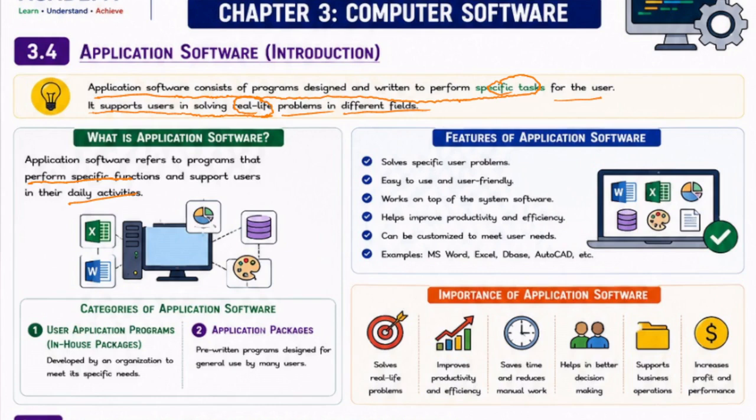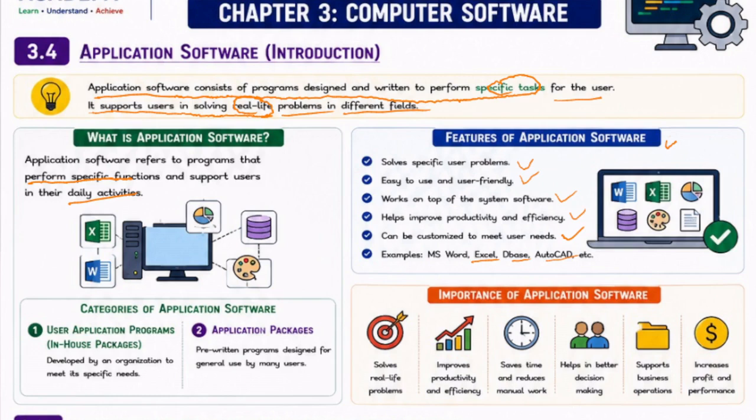Now, features of application software: it solves specific user problems, easy to use and user friendly, works on top of the system software, helps improve productivity and efficiency, can be customized to meet user needs. Examples: MS Word, Excel, database, AutoCAD, your Sage, your QuickBooks, your Zoho, your accounting packages. All of the likes are examples of application software.